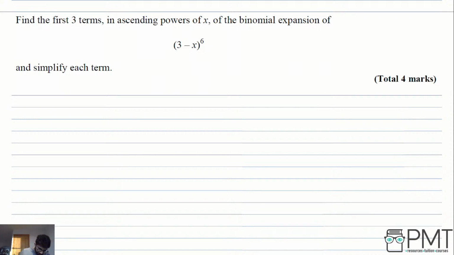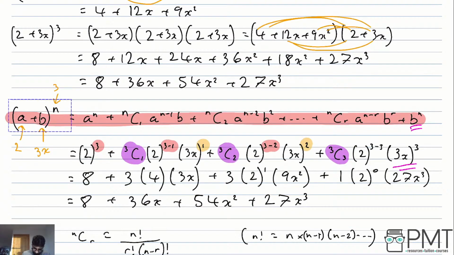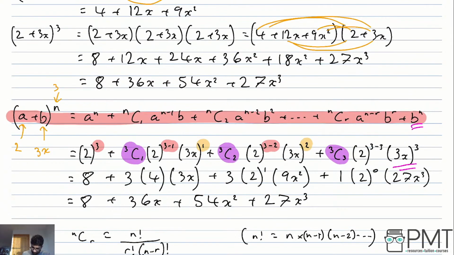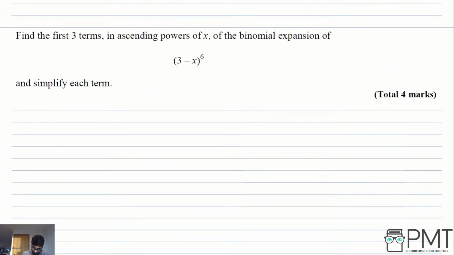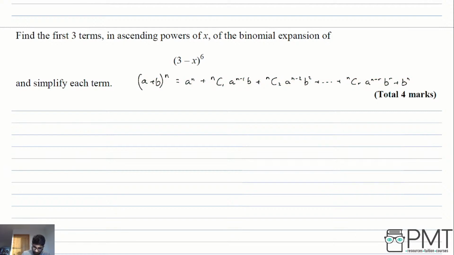That's not right with my pencil. Right, let's solve this one. So we have got 3 minus x to the 6. I'm going to just copy the formula down quickly so we have it in front of us. I'm just going to put it there. And let's see how this works. 3 minus x to the 6.